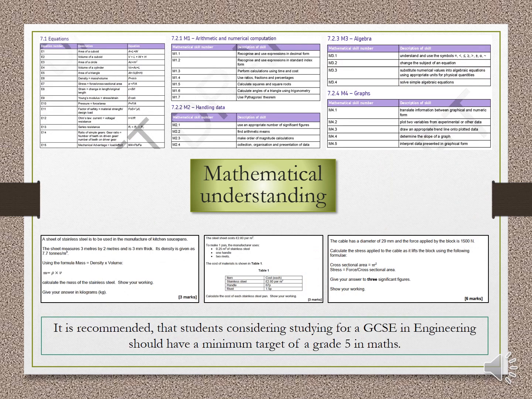There is quite a lot of maths in the engineering course. The exam board has recommended that if you are considering studying GCSE in engineering, then you should have a minimum target of a grade 5 in maths. It is not essential. Right? It is not essential, but there is quite a lot of maths in there, so if you have at least a target of a 5 in maths, then you're probably going to be able to access that maths content quite well.